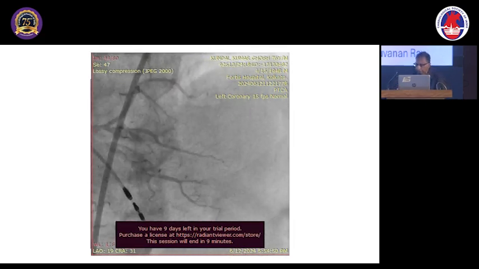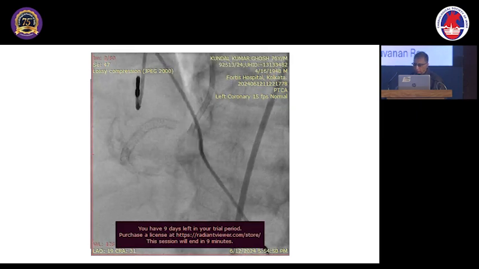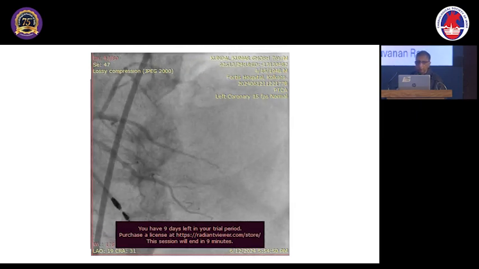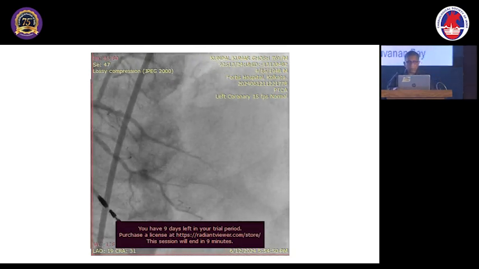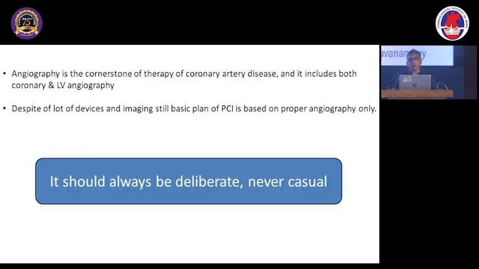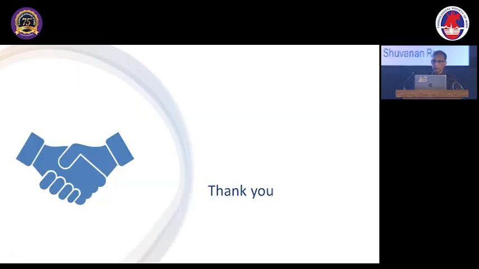So after that, we finished the burring. Then we put stents, and ultimately this is the result. So with that, I end here. Angiography is the cornerstone of coronary artery disease. And it includes both coronary and LV angiography. Only angiography of coronary anatomy is not enough. Despite a lot of devices and imaging, still the basic plan of PCI is based on angiography. So be very cautious when you do it, and be very cautious when you read it. Thank you very much.